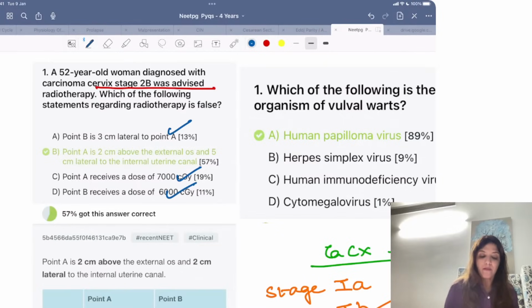Yes. Right. Point A is 2 centimeters above the external os and 5 centimeters lateral. No, it is 3 centimeters lateral. It is 2 centimeters lateral to internal os. So this option was the incorrect option.